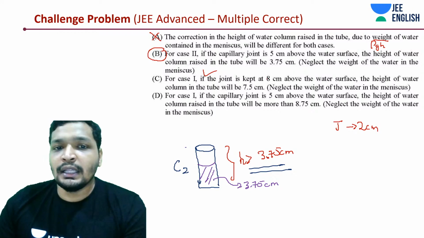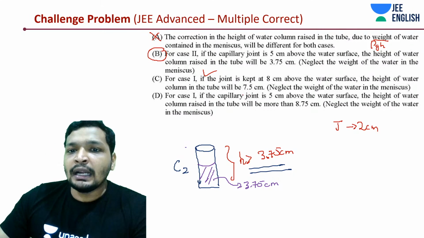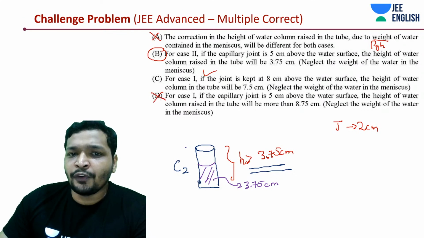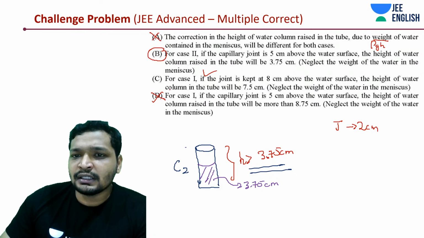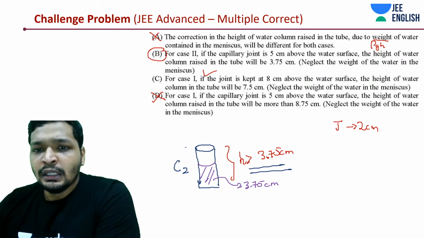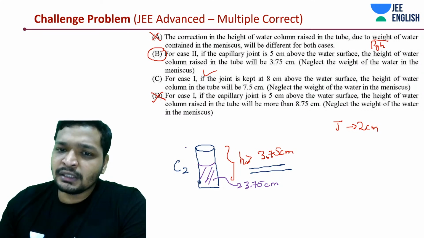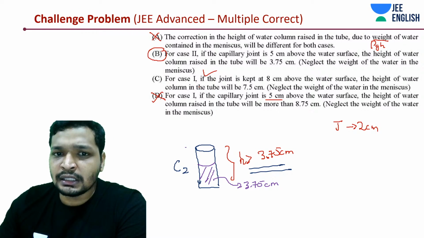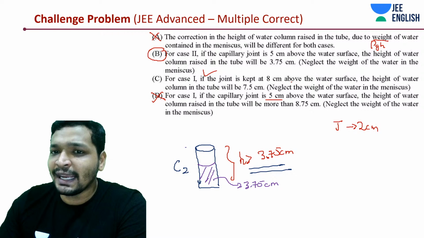All right. Let's get into the next question then. I would simply say, for case 1, the capillary joint is 5 centimeters above. The height of the water raised will be more than 8.75. D is false. We just analyzed it in the beginning itself. If the joint is kept at 5 centimeters, it will only still raise to 5 centimeters. So D is false.